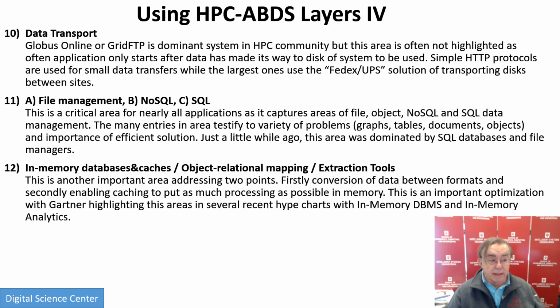All right, layers 10, 11, 12. And 11 has 3 components. 10 is data transport, what I already mentioned when I looked at the software stacks. Globus Online or GridFTP is dominant in the high-performance computing community, but not so commercially, although it is used. Most commercial systems are built around simple HTTP protocols, and also they sometimes just send things by UPS or FedEx.